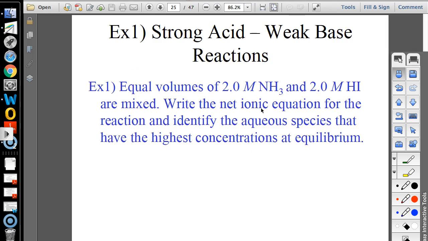All right, so on this one, do you think you can give this one a whirl as far as writing the net ionic equation? I bet you can. It's equal molar, so we're good there. Do you want to try?